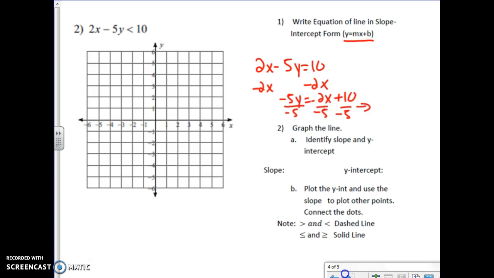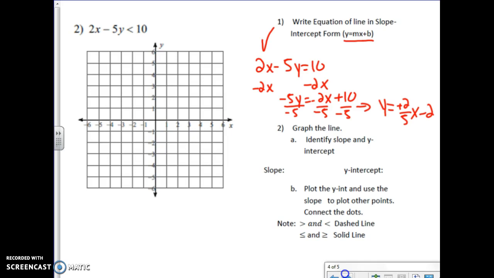And I end up with y equals -2/5, or +2/5 x minus 2. The reason why I get +2/5 is because my two negatives cancel each other out. So step 1 is complete. Check. So I got y equals 2/5 x minus 2.